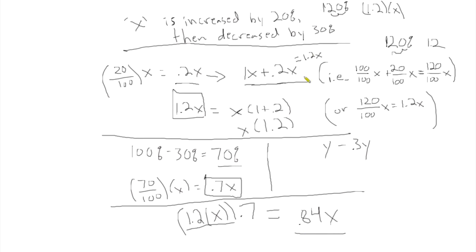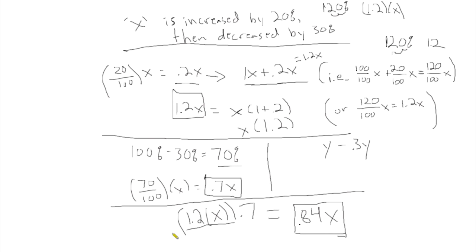So the answer would be you end up with 0.84x. In other words, what does this mean in terms of percents? If you start with x, you increase it by 20%, then decrease that by 30%, the number you end up with is 84% of the original number. And that is how you solve these.